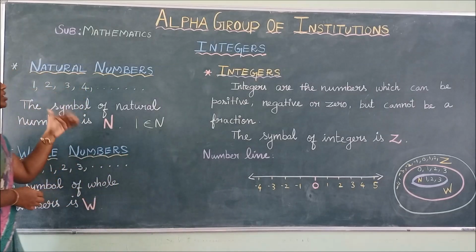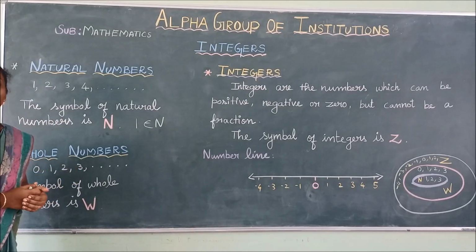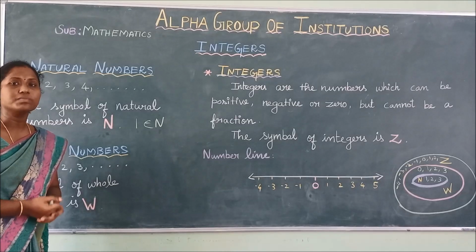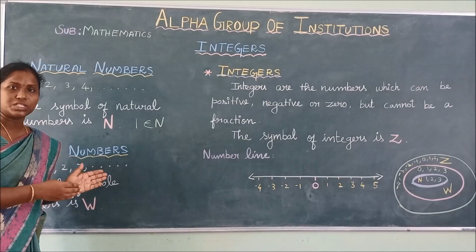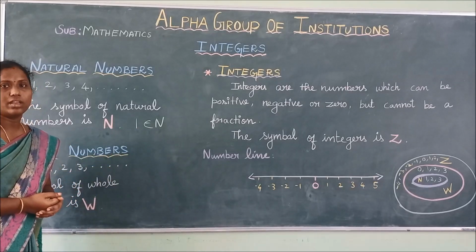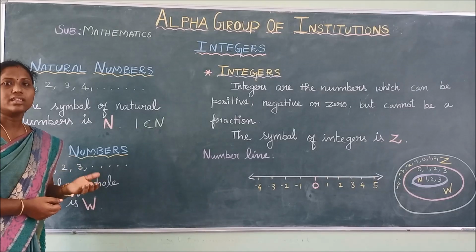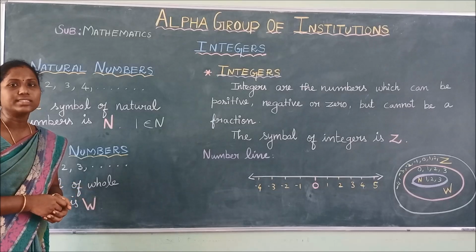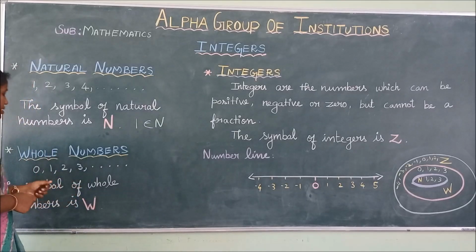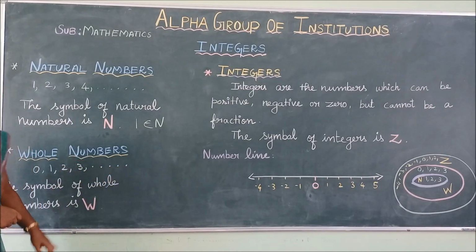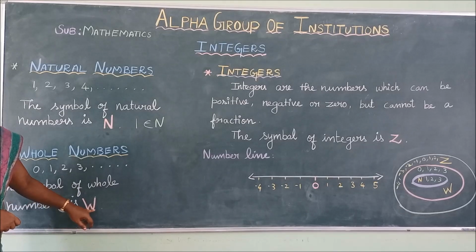Next, after natural numbers, whole numbers. What is meant by a whole number? The numbers starting from 0, 1, 2, 3 up to infinity are called whole numbers. In other words, 0 and the set of all natural numbers combined are called whole numbers. So the whole numbers start from 0, 1, 2, 3 and go on up to infinity. The symbol of whole numbers is W.